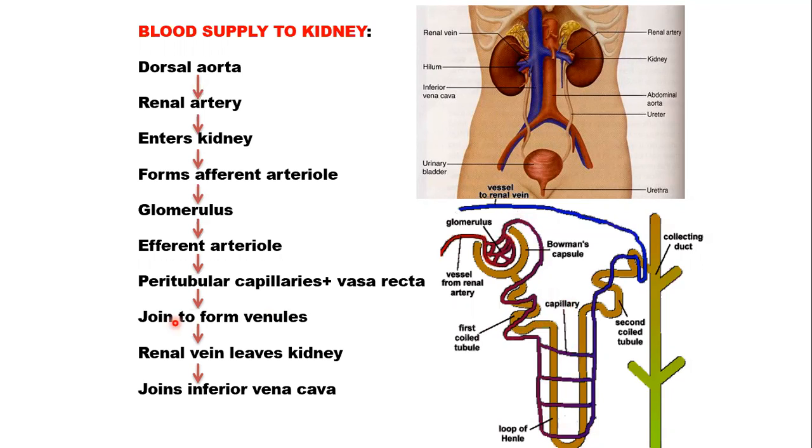Peri means surrounding, so it is going to surround the renal tubule. So, peritubular capillaries. The part of the peritubular capillaries which is going to surround Henle's loop is called Vasa recta. Ultimately, they are going to join again to form the renal venule. This renal venule is going to join a renal vein. The renal vein is going to leave the kidney, and then join the inferior vena cava. This inferior vena cava is going to carry deoxygenated blood to the heart. So this is known as blood supply to the kidney.